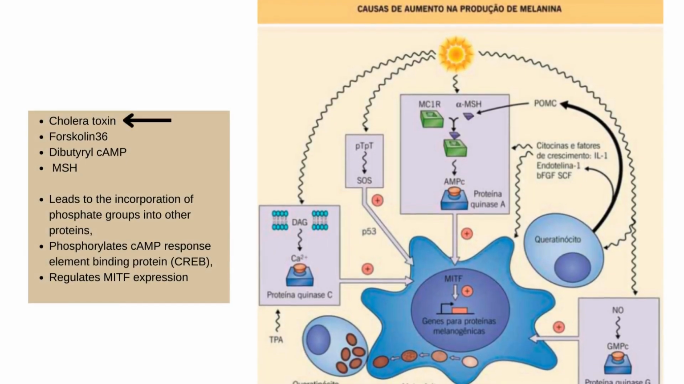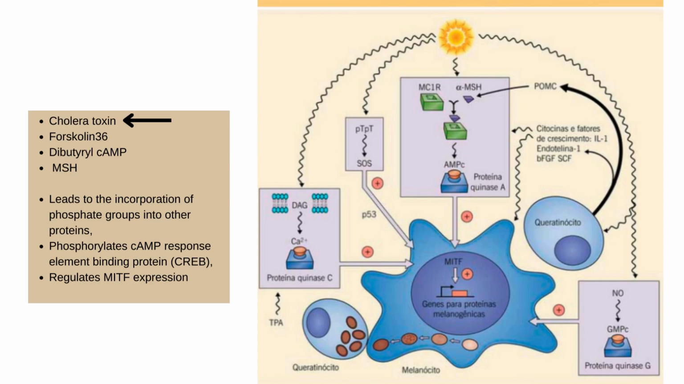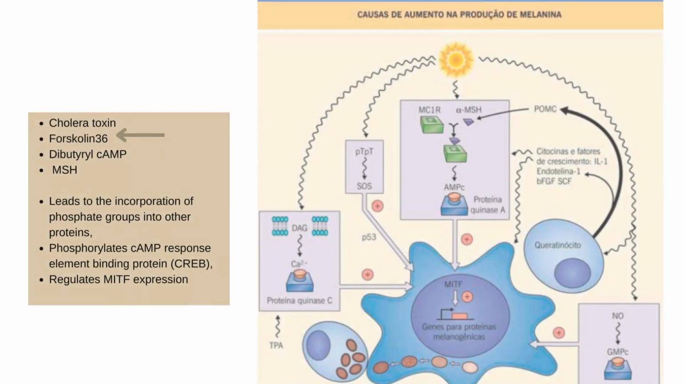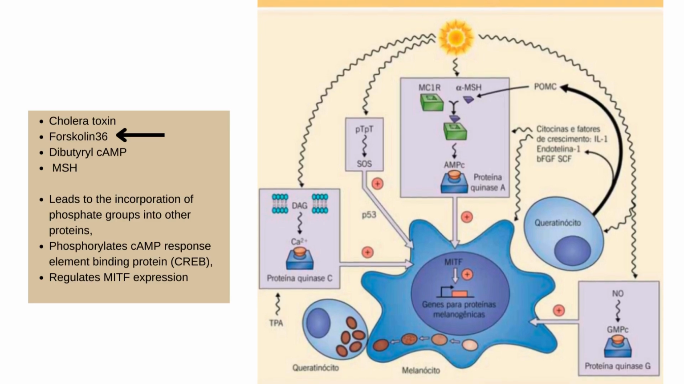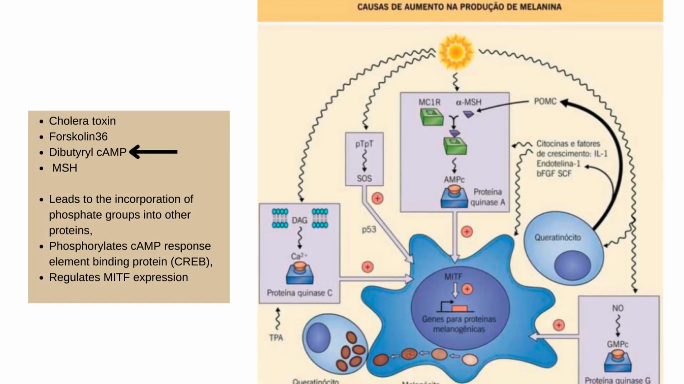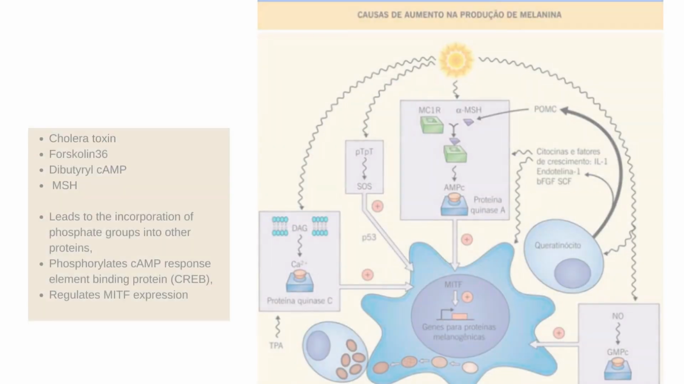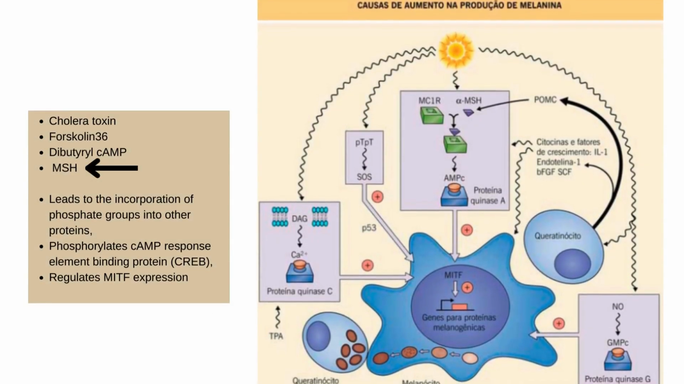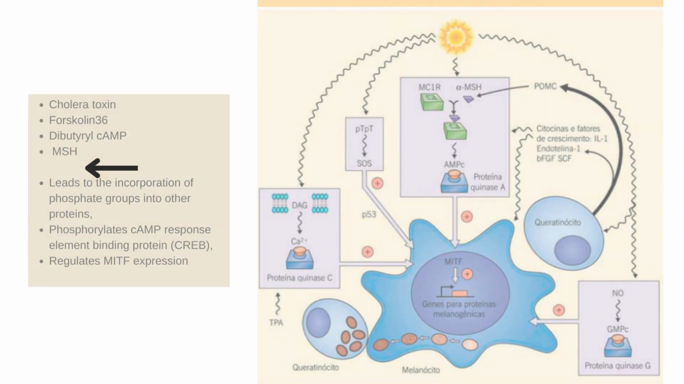First, we have the cholera toxin. Cholera toxin activates the Gs protein by ADP-ribosylation, stimulating adenylyl cyclase and increasing cAMP. The second is forskolin. Forskolin is a natural compound that directly activates adenylyl cyclase, raising cAMP levels. The next one is dibutyryl cAMP, a synthetic analog that crosses membranes and activates cAMP-dependent proteins. And then we have MSH, which binds to the MC1R receptor in melanocytes, activates the Gs, and increases cAMP.